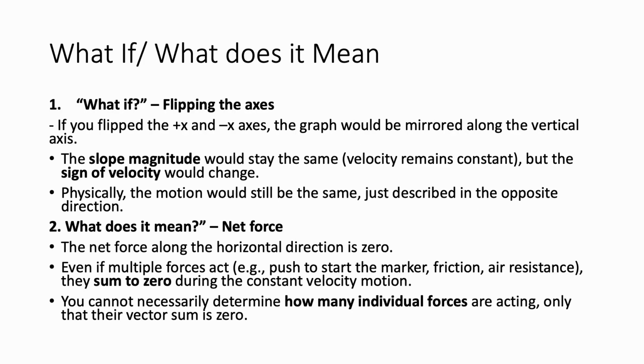What would happen if we change the x and minus x axes? Then the graph would be mirrored along the vertical axis and the slope magnitude would stay the same, but the sign of the velocity would change. Physically, the motion would still be the same, but in the opposite direction. What does this mean? The net force along the horizontal direction would still be zero. Even if multiple forces act, they still sum to zero during the constant velocity motion.